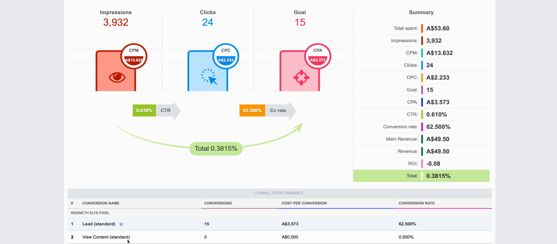I started playing around with this a little bit and started adding in the view content on top of the lead, something top level. On a tier 1 level, lead is all I care about, and on that pixel we've had 15 conversions at a pretty high cost per conversion.